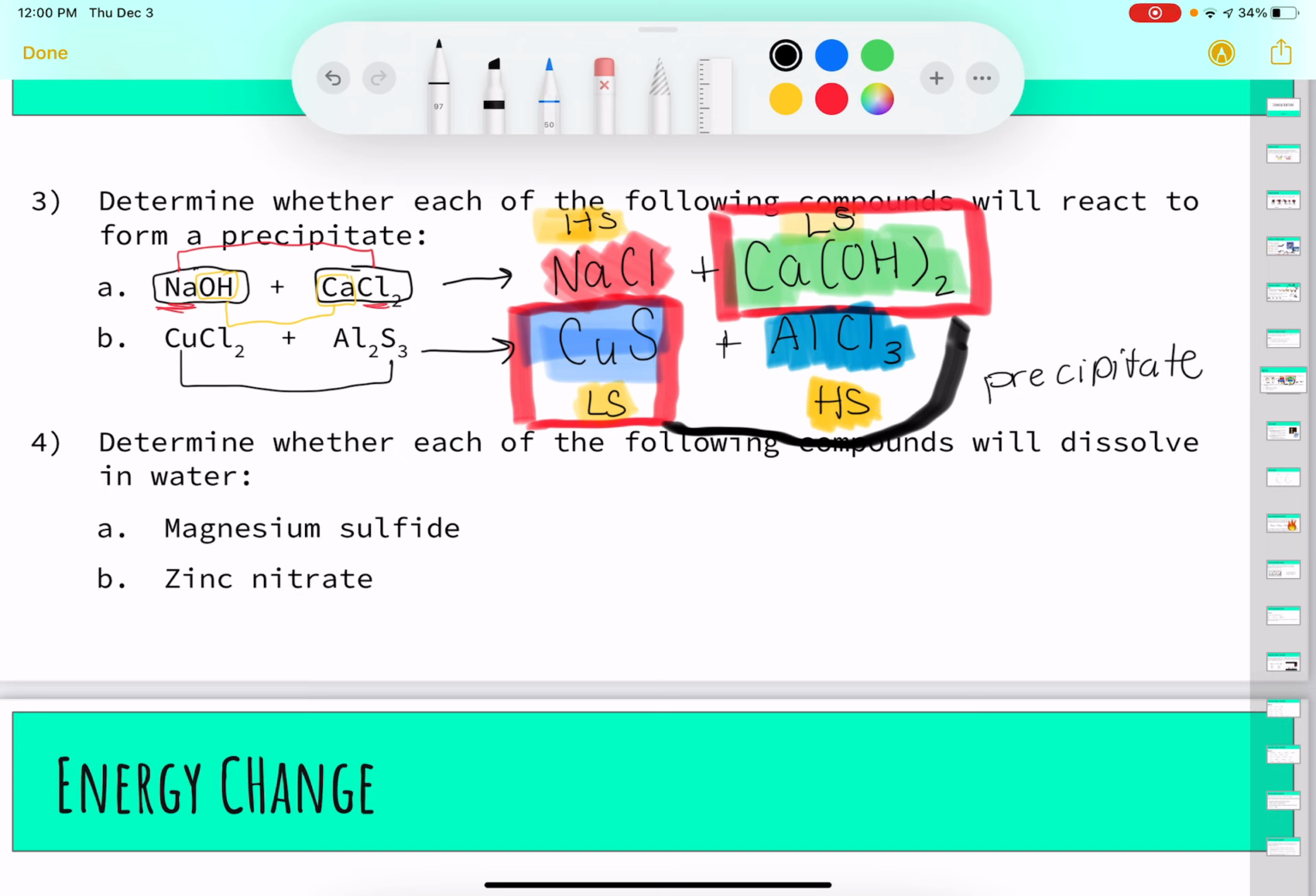Determine whether each of the following compounds will dissolve in water. So we just need to look these up and see if they are compatible with each other, and if they are, then they will dissolve in water. So we're looking for magnesium sulfide. Just to remind you, magnesium is a +2, sulfide is a -2, so this compound is Mg.